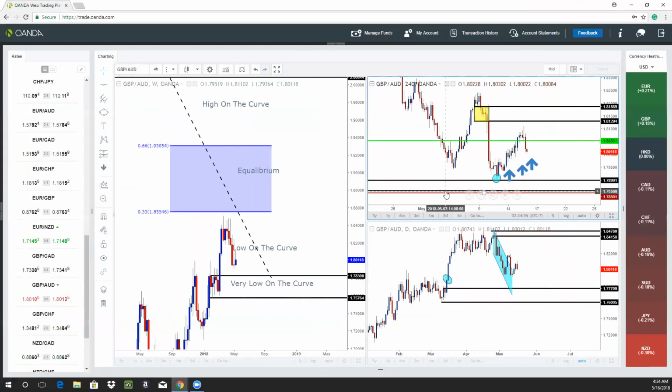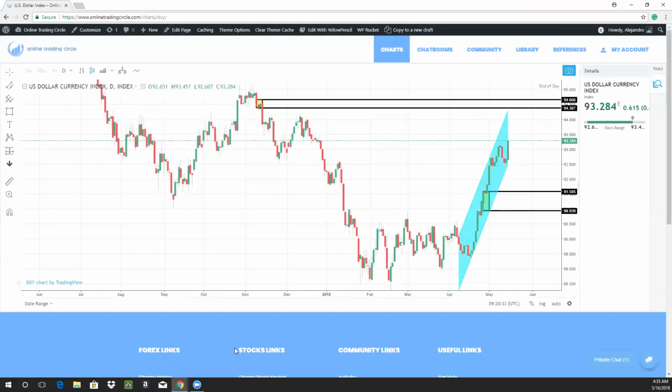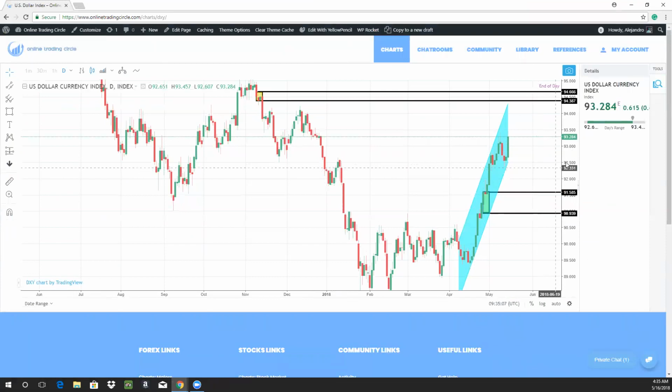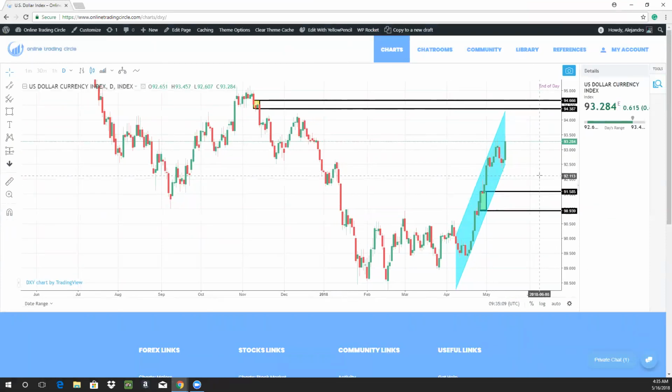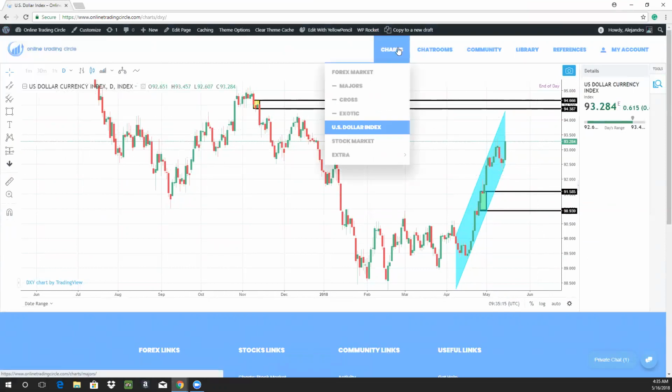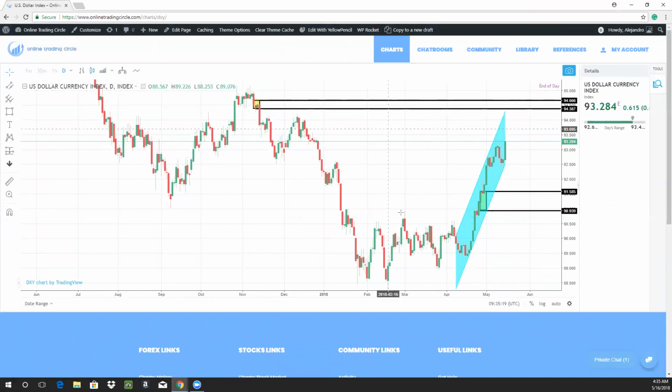I also wanted to talk about the dollar index, which is the Dixie, right? Let me pull that chart up real quick. Okay, so this is the Dixie. This is a daily chart. I just look at the daily. You can find this on the website under charts. Just click on US dollar index. This will pop up. You mark it up the way you want, however you mark up your charts.